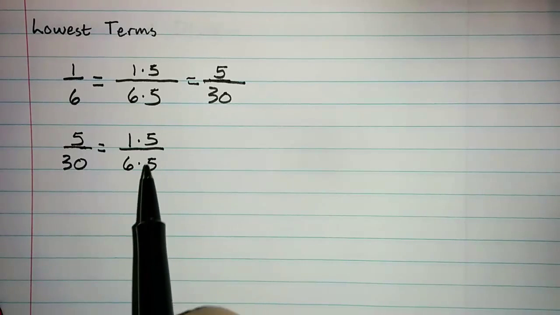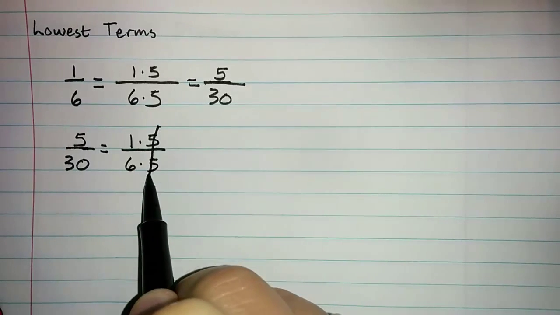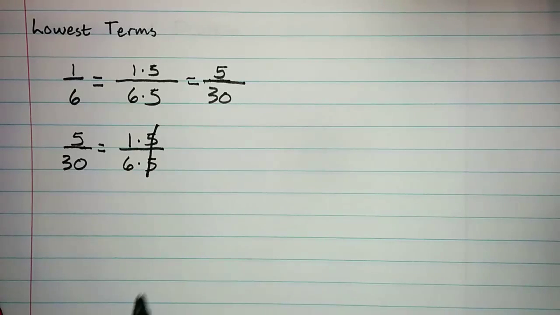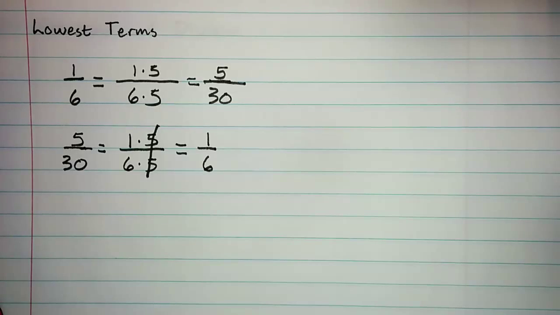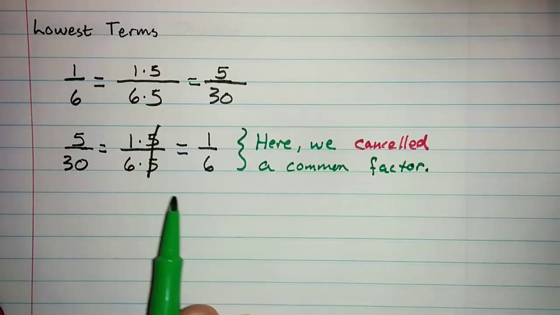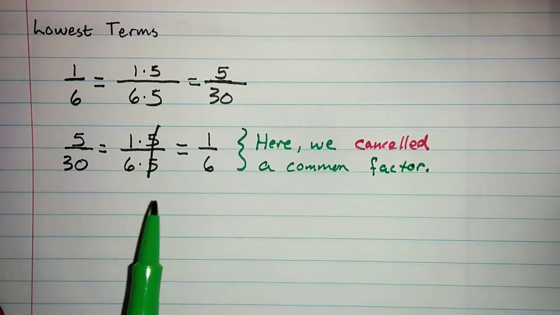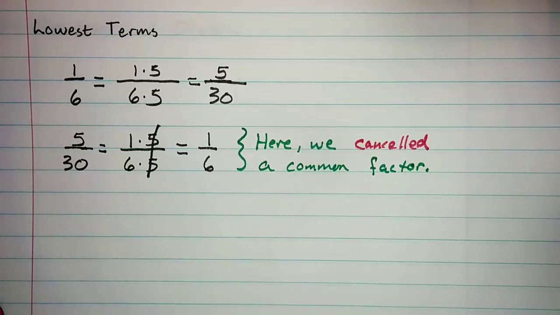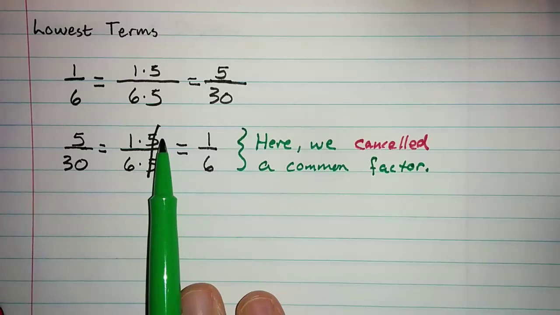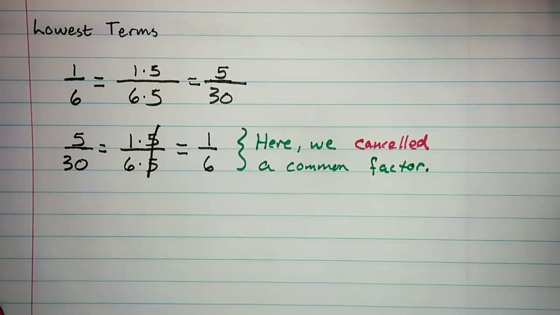5/30, removing this factor, is equivalent to 1/6. What did we do here? We did what's called canceling a common factor. Instead of introducing the same factor in the numerator and denominator, we took it away, which we're allowed to do because equals signs work both ways.